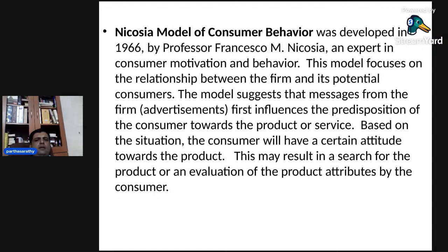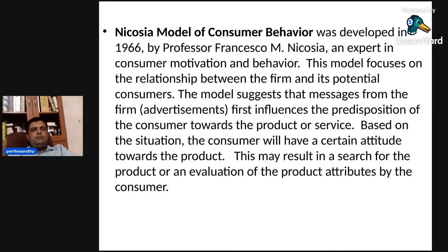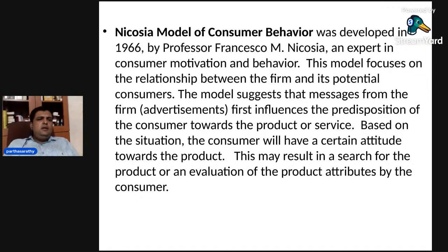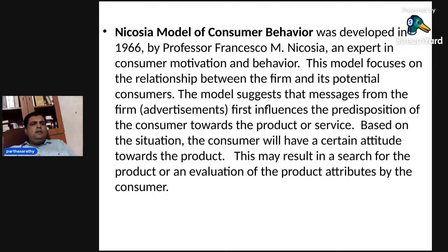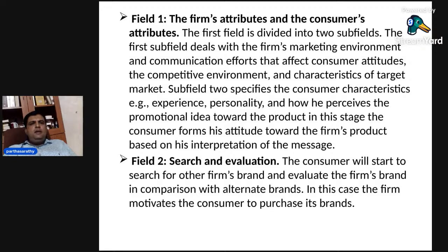So that is one thing. The customer will have a certain attitude towards the product. This may result in search for the product or evaluation of the product attributes by the customer. See, it all depends on what kind of attitude is being created. One is whether the product is able to create a positive impact on the minds of the customer. Once that is rightly done, the customer will search for the product and evaluation of the product attributes is being done.